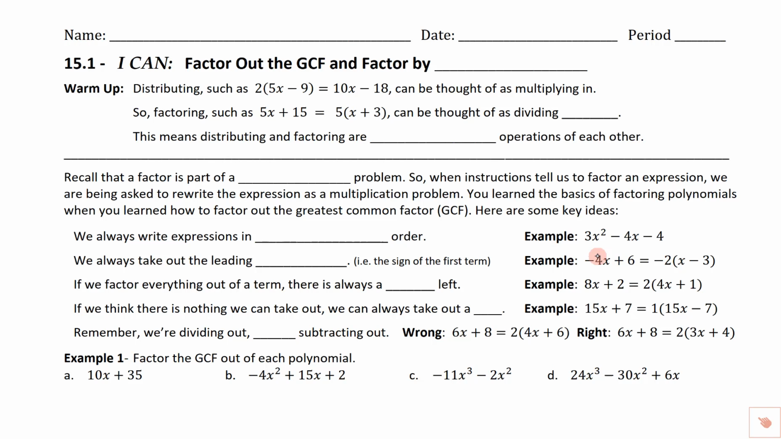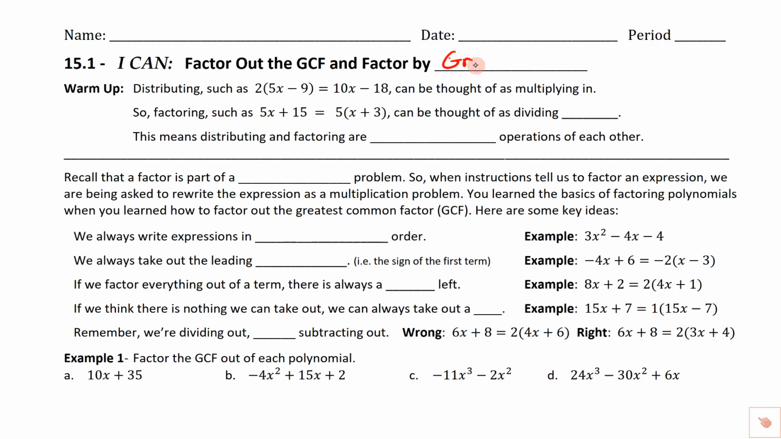All right, we have reached the last unit that we're going to cover this year. We're going to get back to some more algebra type stuff and some things that are really important, skills that are going to be very, very useful in the coming years. So this is 15.1. I can factor out the GCF and factor by something called grouping.